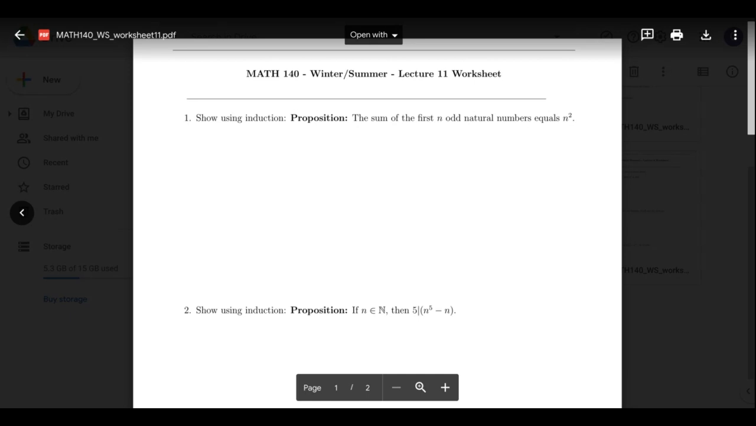P of 1 is not a natural number. P of 1 is a statement. So to prove the statement works for n equals 1, P of 1 does not equal 1 squared. P of 1, as I typed in there, is a statement. See the time signature, 1:58 p.m.